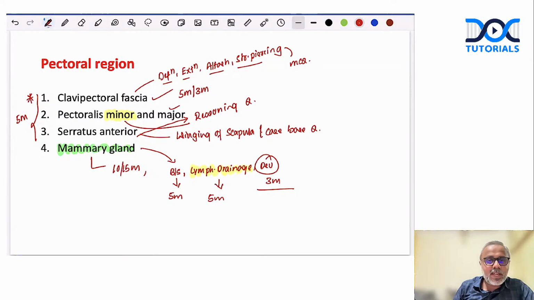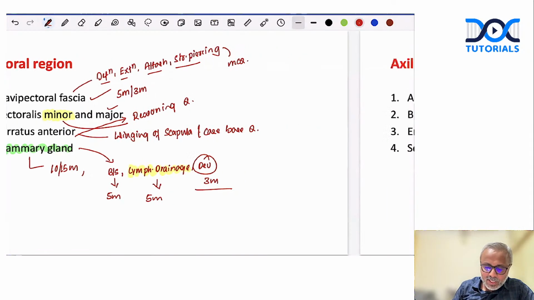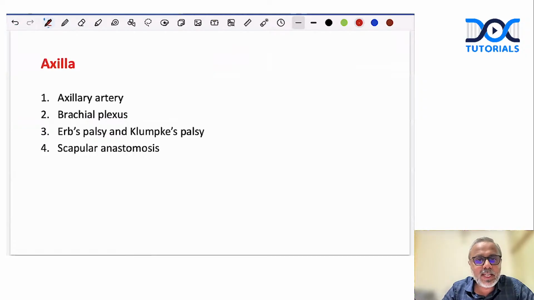Right now, this is regarding the pectoral region. Now, once we have learned about the pectoral region, let's talk about the axilla.